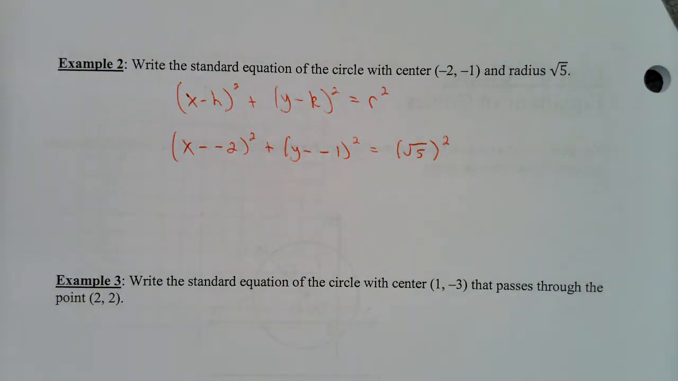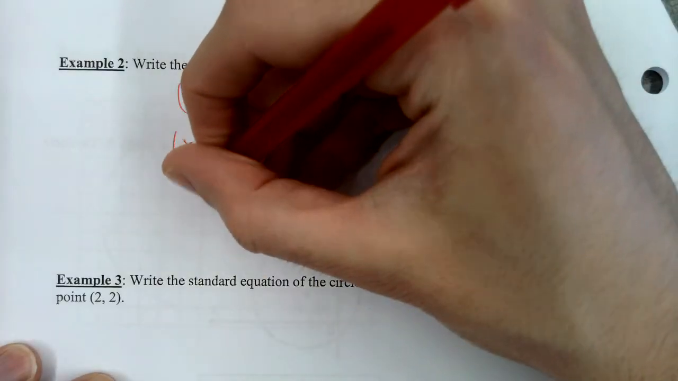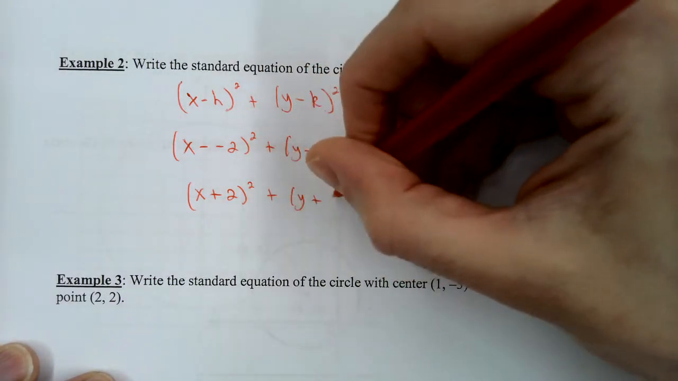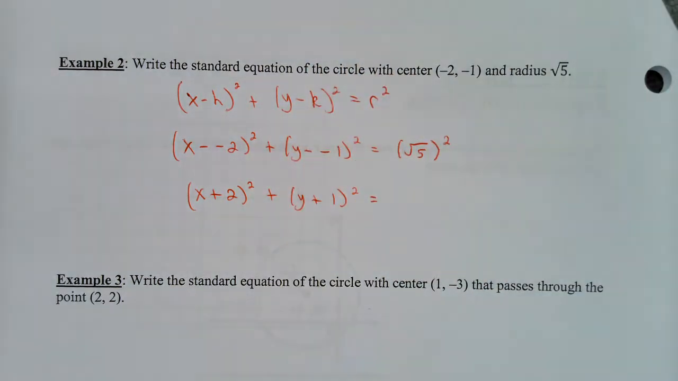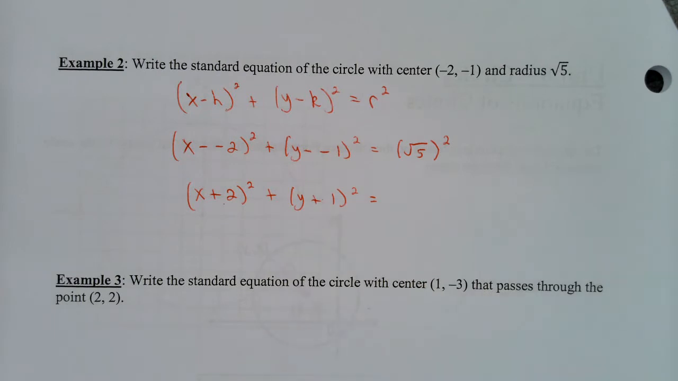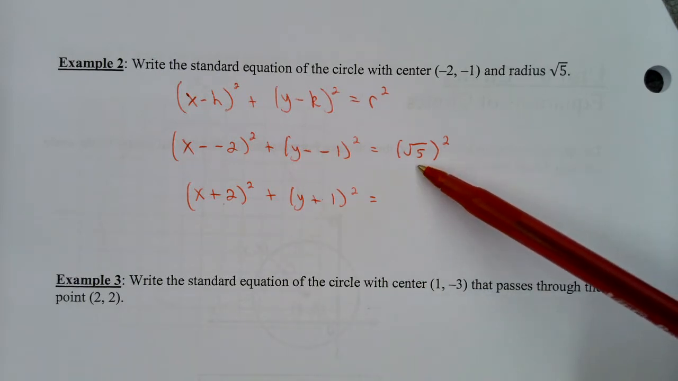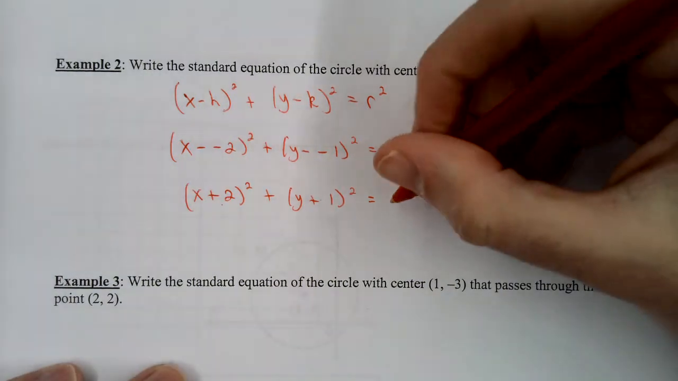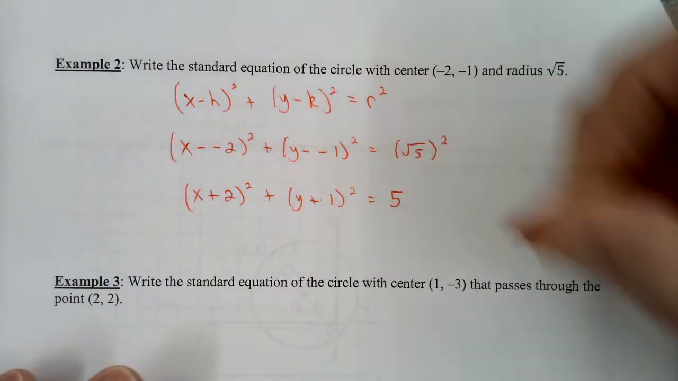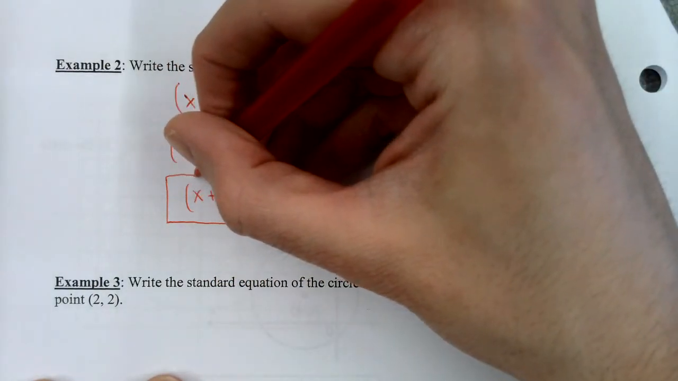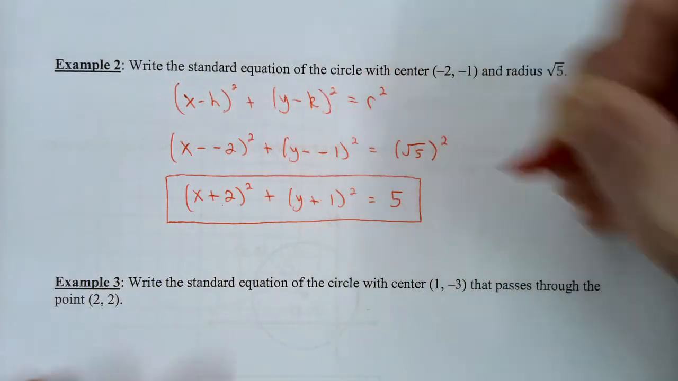Let's clean that up. Let's make the minus negative plus a positive. So (x plus 2) squared plus (y plus 1) squared. Again, you change the signs. -2 becomes plus 2. -1 becomes plus 1. Now, the square root of 5 squared, you should know that right away. The square root of 5 times the square root of 5 is just 5. We talked about that earlier in the year.